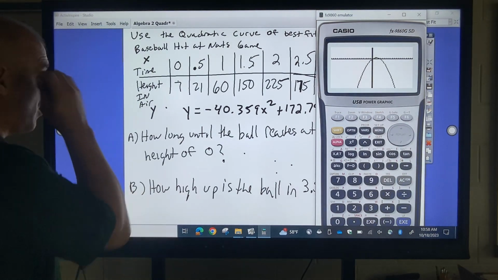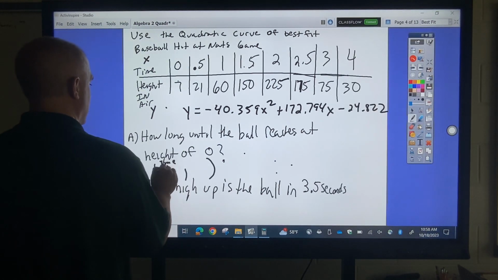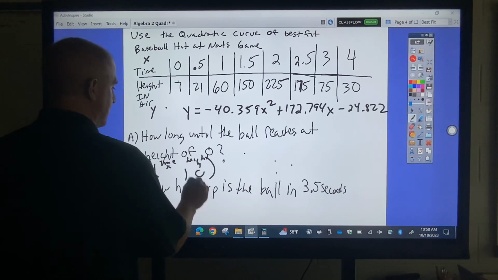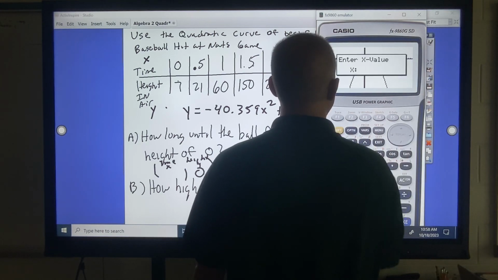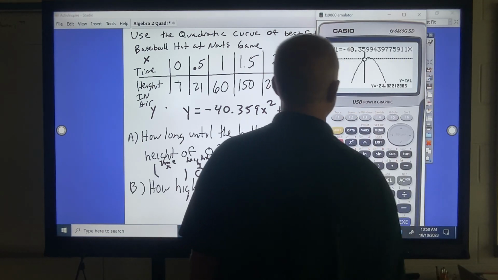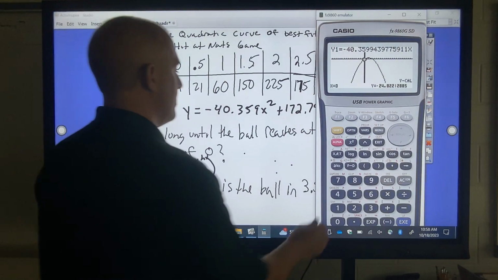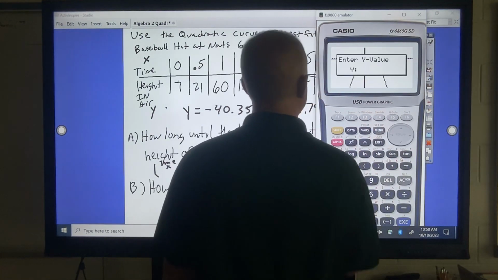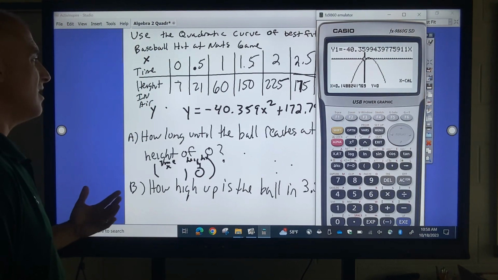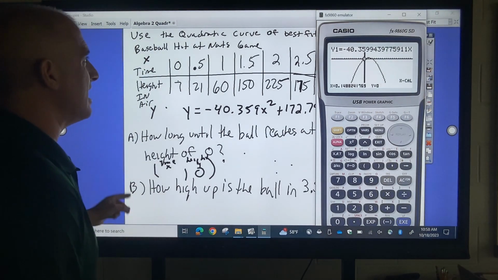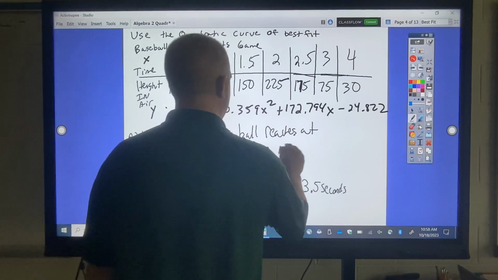When will the ball reach a height of 0? Once again, time is x, height is y, so that means it's going to be 0. So G-Solve, I'm going to do an x-Calculate and put a 0 for y. That gives 0.14. How long will it take the ball to reach the ground? That's probably not relevant there, but if I hit over here, that's 4.13.